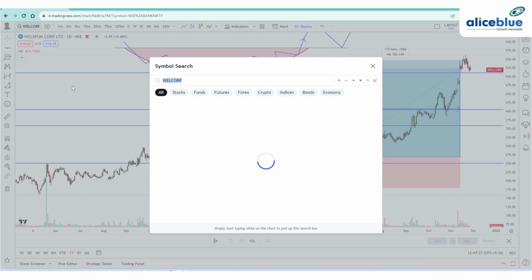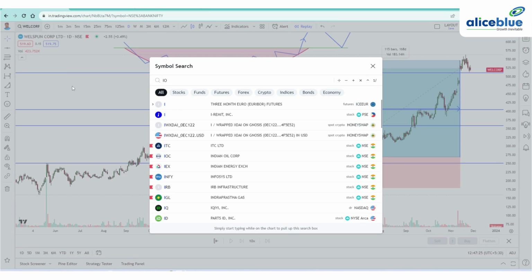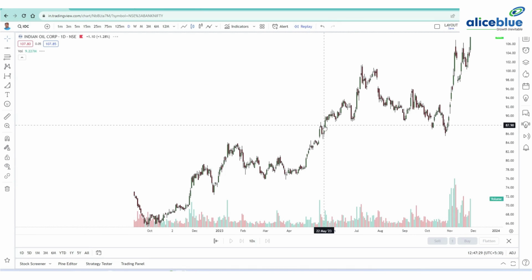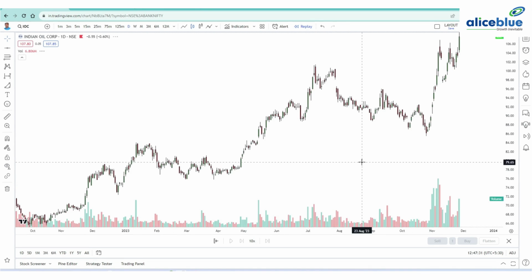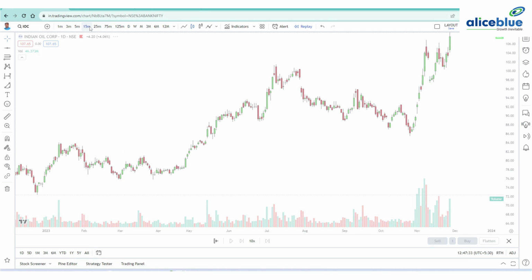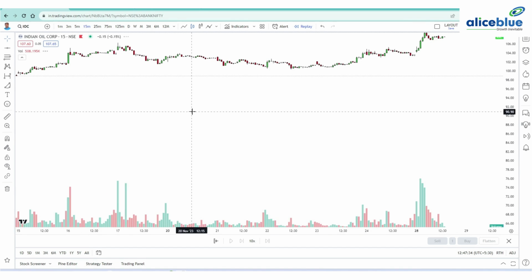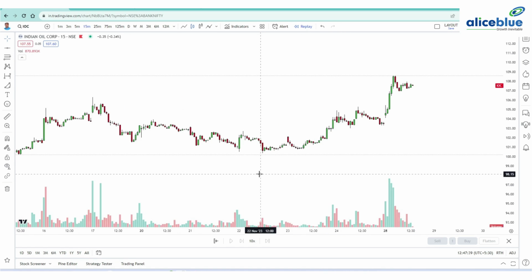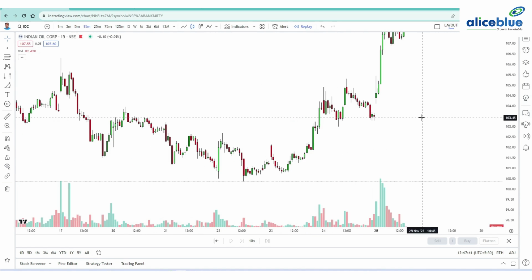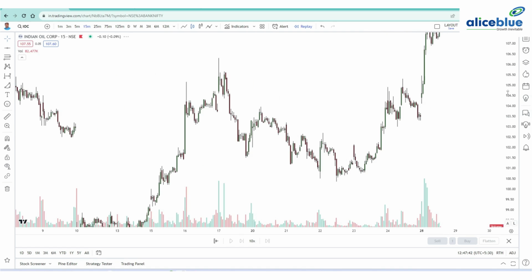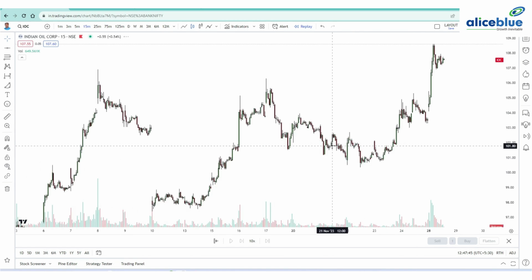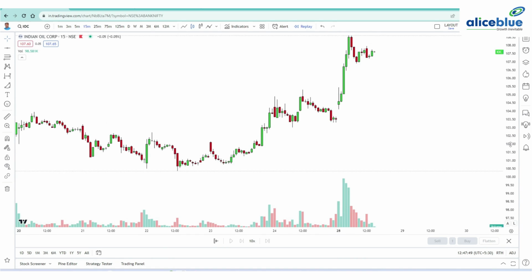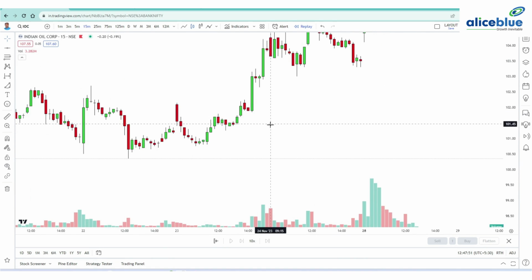For that I am using IOC. IOC, you all know, Indian Oil Corporation. So we are in Indian Oil Corporation, in a time frame of 15 minutes. Here you can see a beautiful pattern.